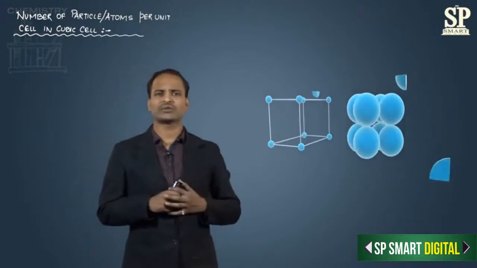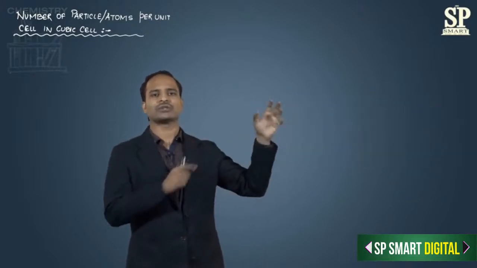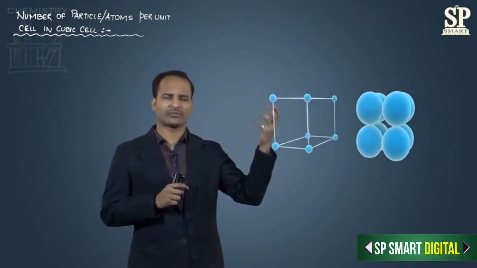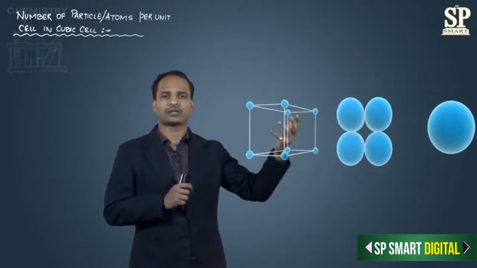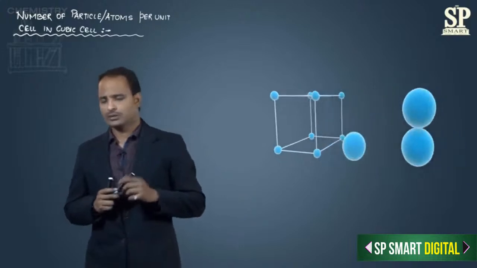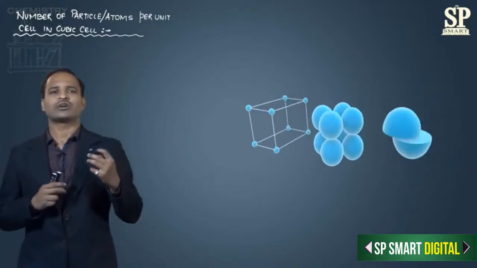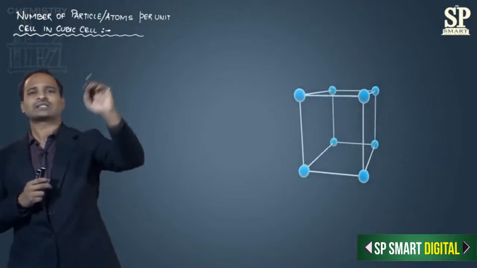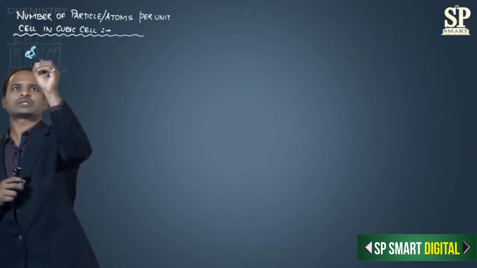In the other animation you can see those 1/8 parts in a divided form: we considered a single unit cell and 1/8 part of the particle present on every corner. I just wanted to know how many particles there are. As I said, from every corner you will get only 1/8 particle, in a simple unit cell we are talking about.